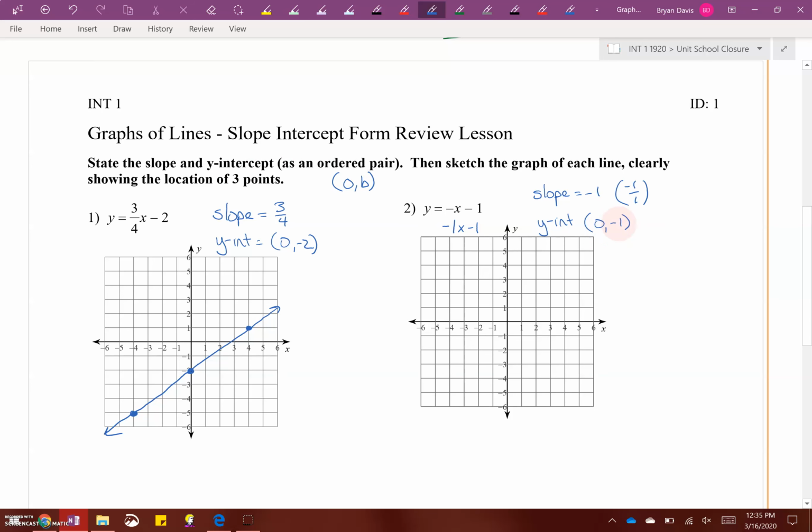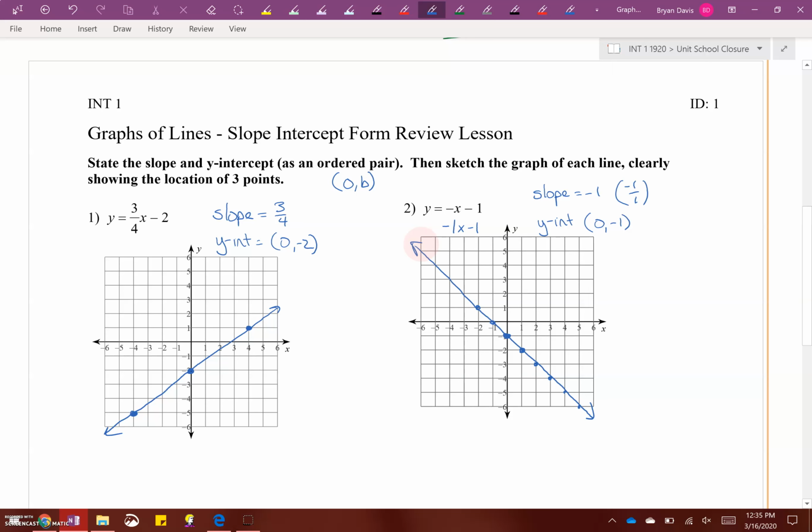I'm going to start at the y-intercept. I'm always going to start at the y-intercept and then just count off my slope. And I know a slope of -1 is down 1, right 1, down 1, right 1, down 1, right 1. And I can continue this for quite some time. I could also go backwards and go up 1, left 1, up 1, left 1. There's my line. I have more than 3 points, but at least 3 points.